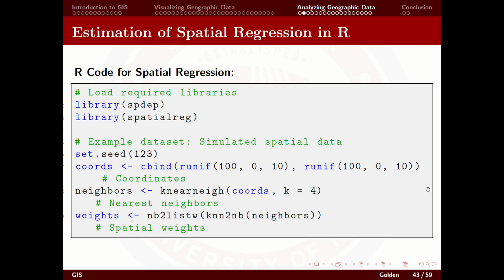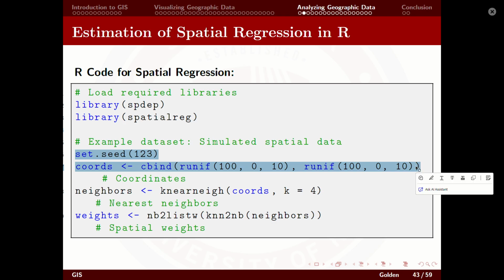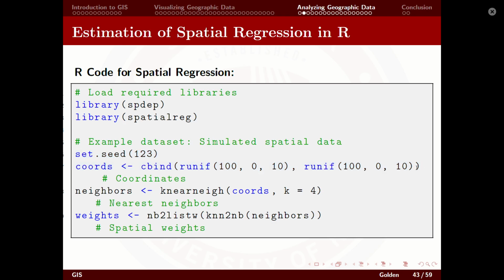So how do you estimate a spatial regression in R? Use the library spdep, and then use the library spatialreg, and then you set your seed, create the data. One of these days, I'm going to actually create real data sets for this class, and it's going to be marvelous. I'm not going to rely on randomly created data sets.